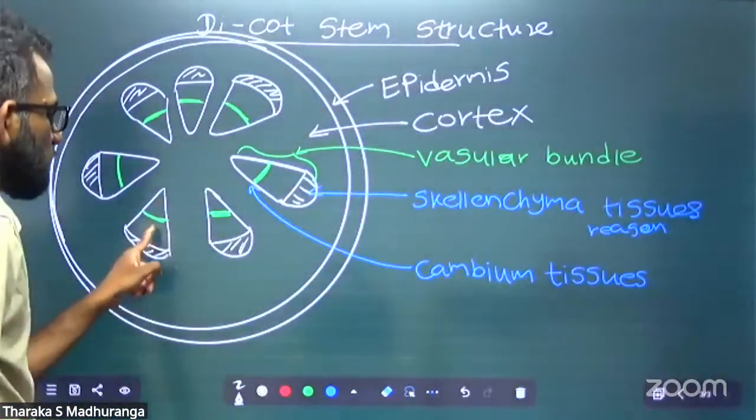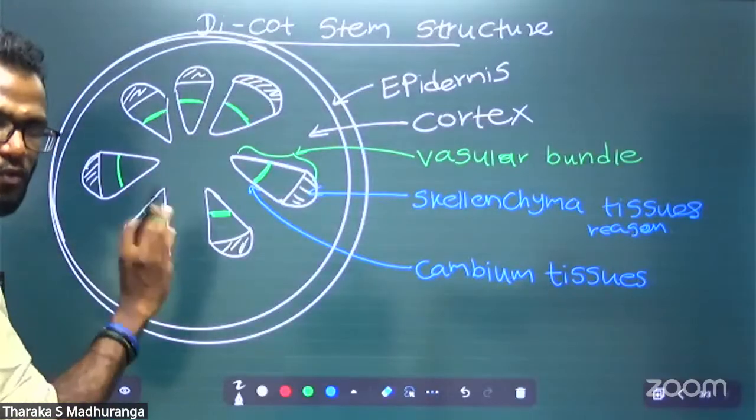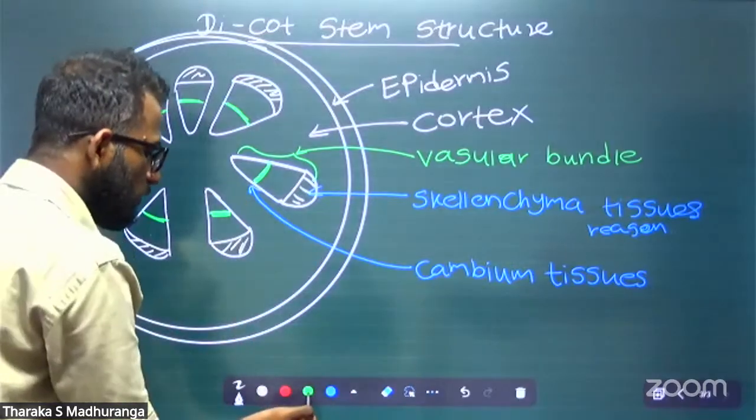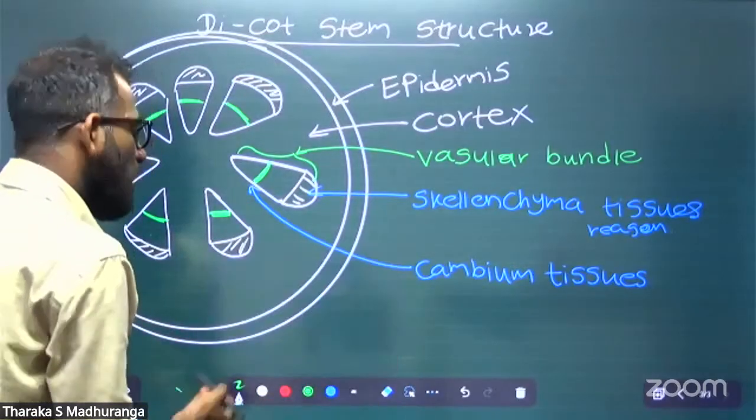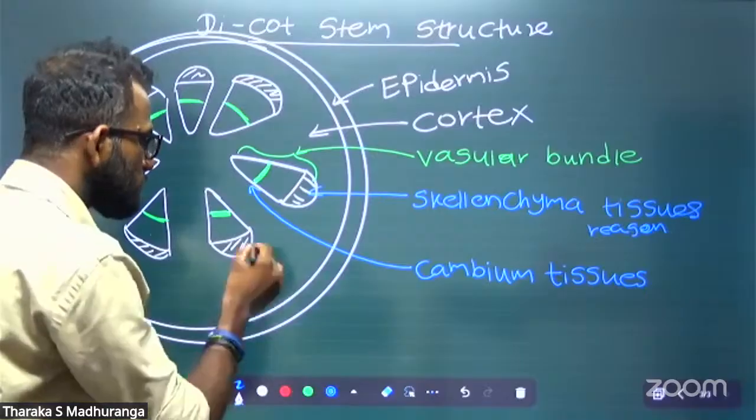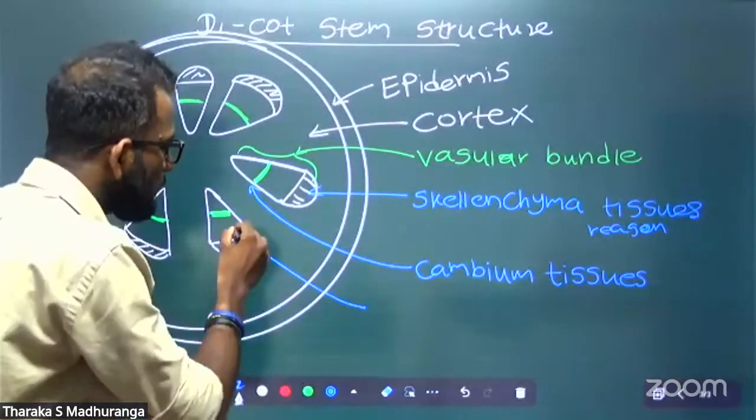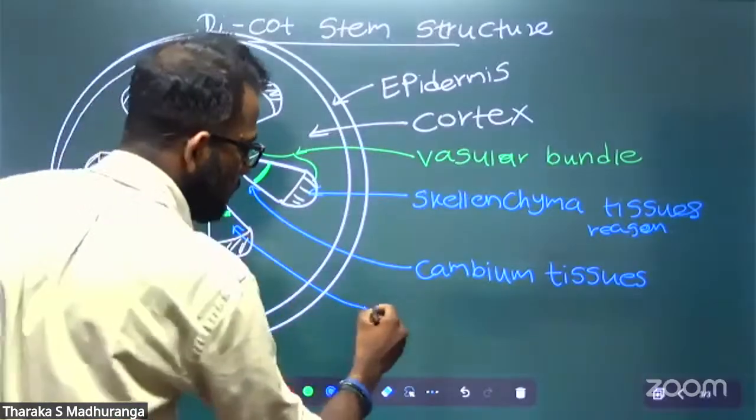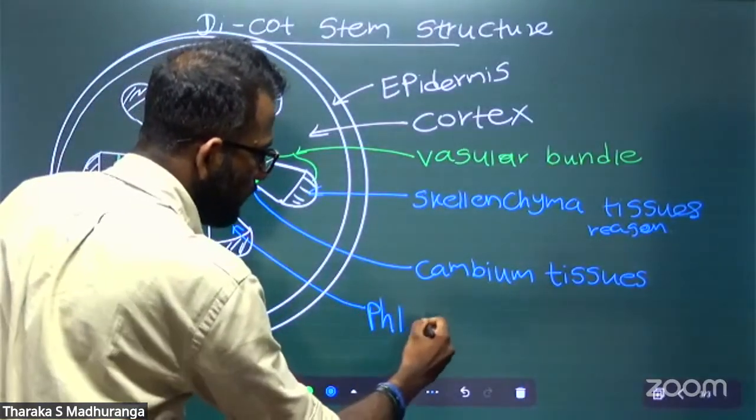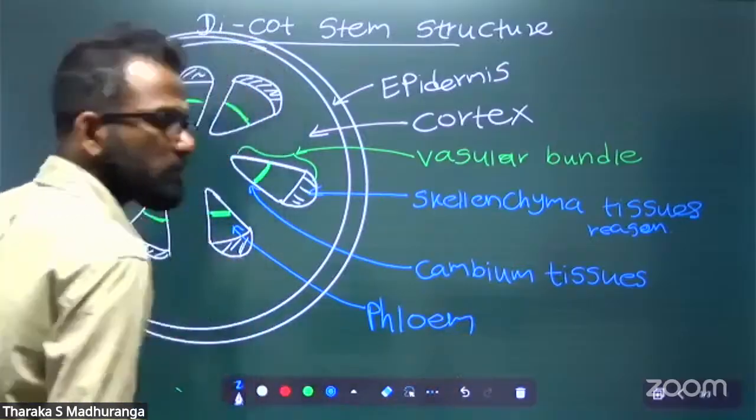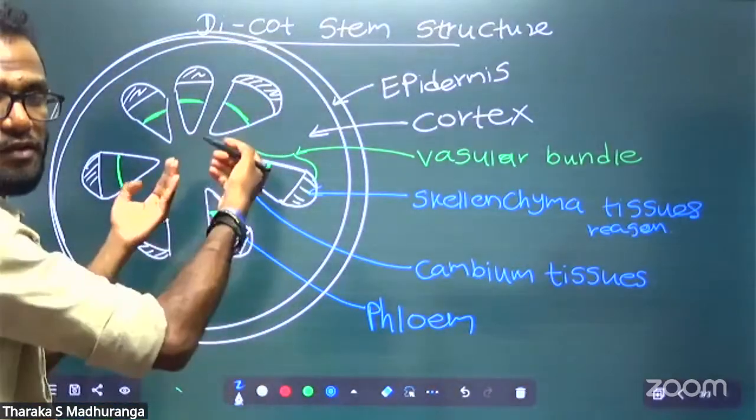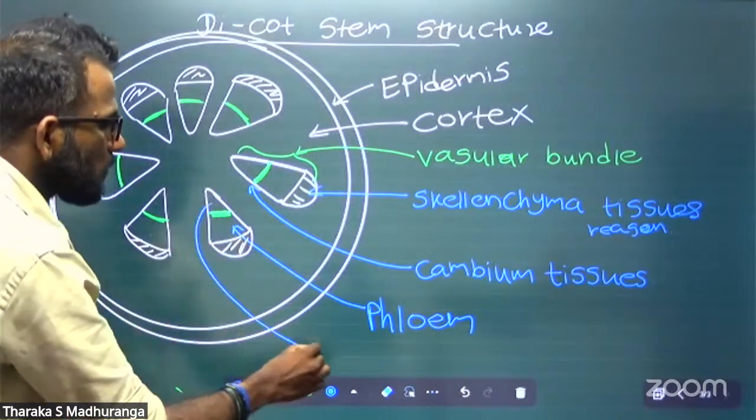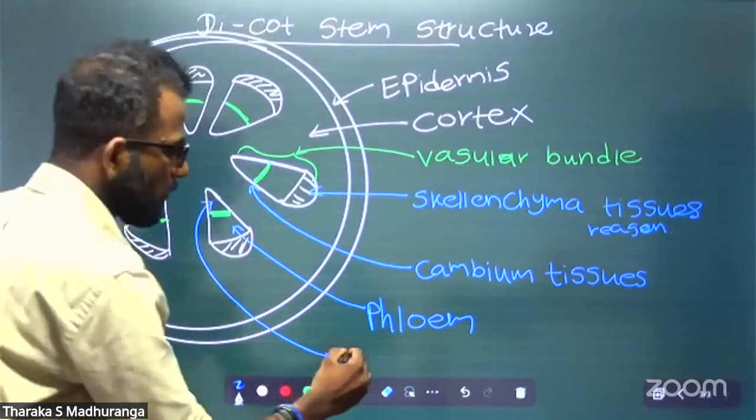What remains? I will mark this one for easy understanding. Outside of the cambium tissue, it is always phloem. Remember, don't change this. It is phloem tissue. Inside of the cambium, it is xylem.